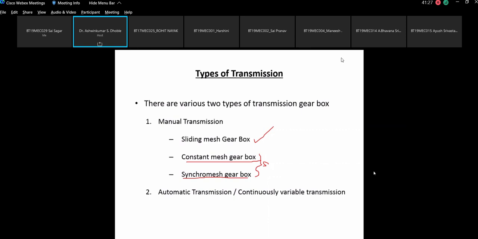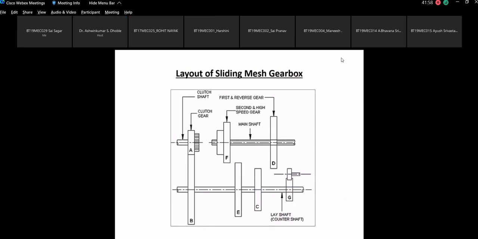And then we will have a small discussion on the automatic transmission, because this is a very complicated aspect, and the continuously variable transmission. So this is how we are going to deal with the transmission gearbox system. First of all, we will see the sliding mesh gearbox. Then we will solve some problems based on the sliding mesh gearbox and the constant mesh gearbox. So first, let us try to understand what the sliding mesh gearbox is. This is the layout of the sliding mesh gearbox. Please understand that you have to draw this layout on paper.